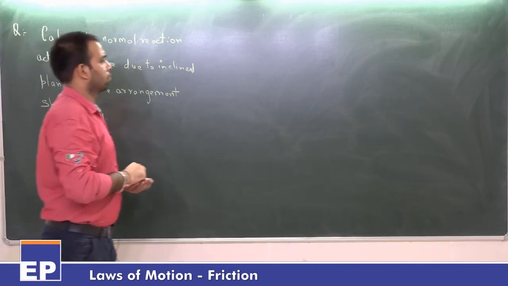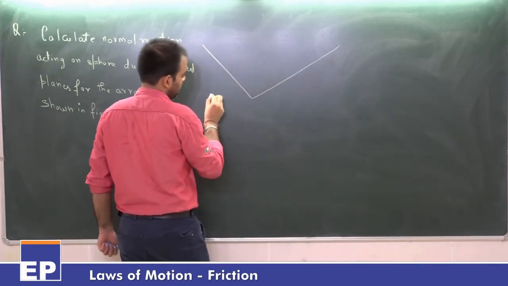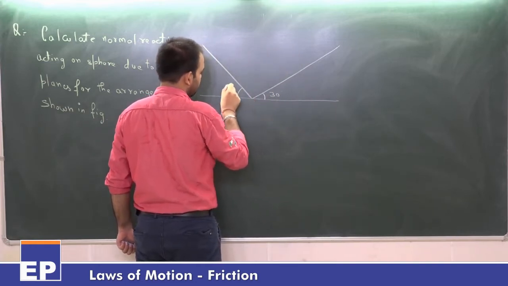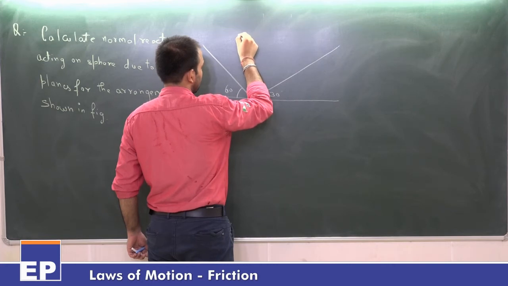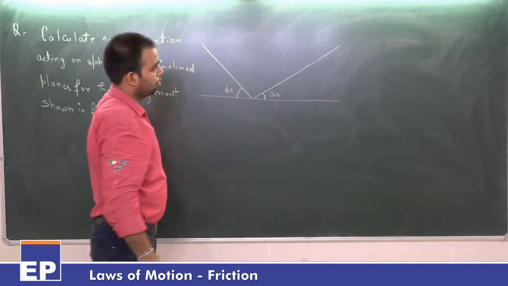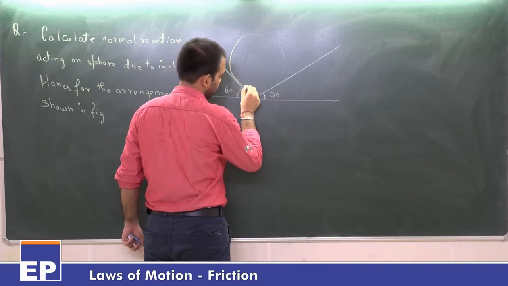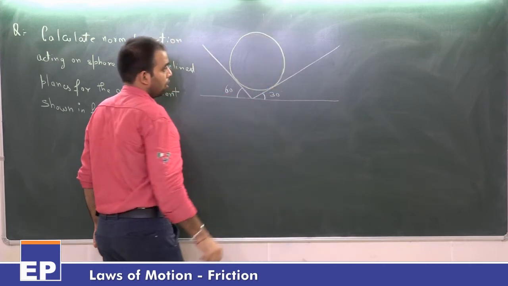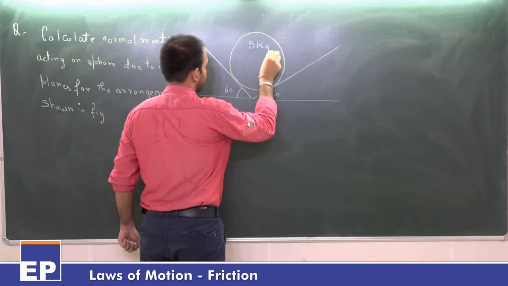The arrangement is like this. Arrangement ये है. This angle is 30 degree. This angle is 60 degree. And the sphere of mass 5 kg is lying at this position. These are the inclined planes.